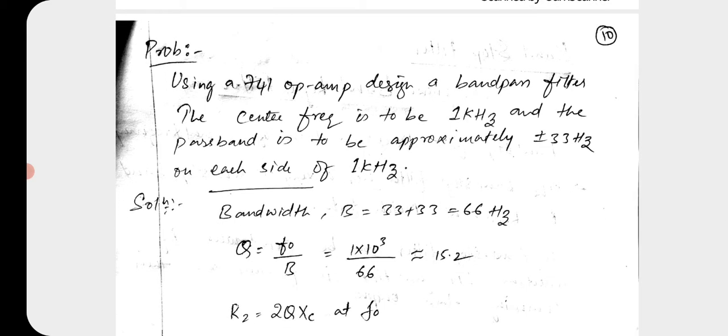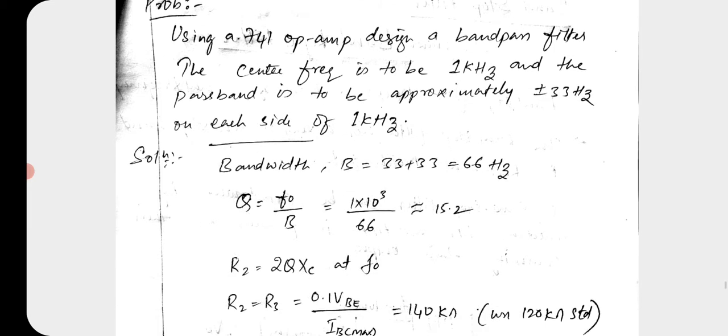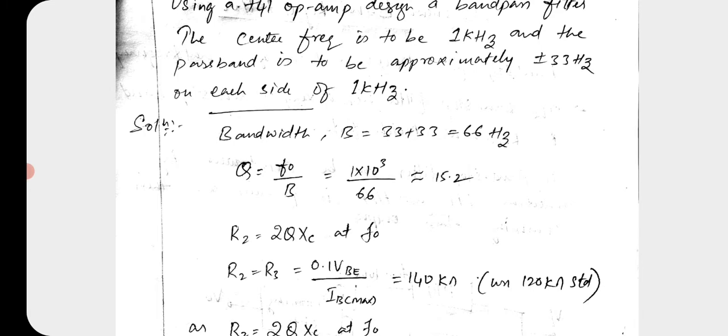Using a 741 op-amp, design a band pass filter. The center frequency is to be 1 kilohertz and the pass band is to be approximately plus or minus 33 hertz on each side of 1 kilohertz. It means 1 kilohertz is our center frequency, with 33 hertz below it and 33 hertz above it.